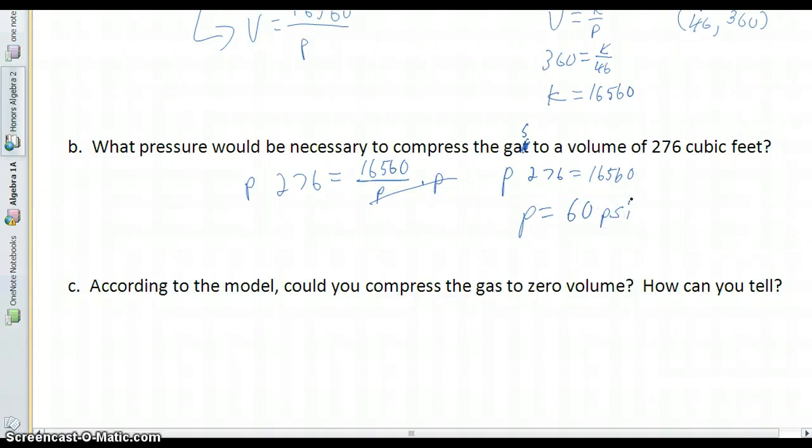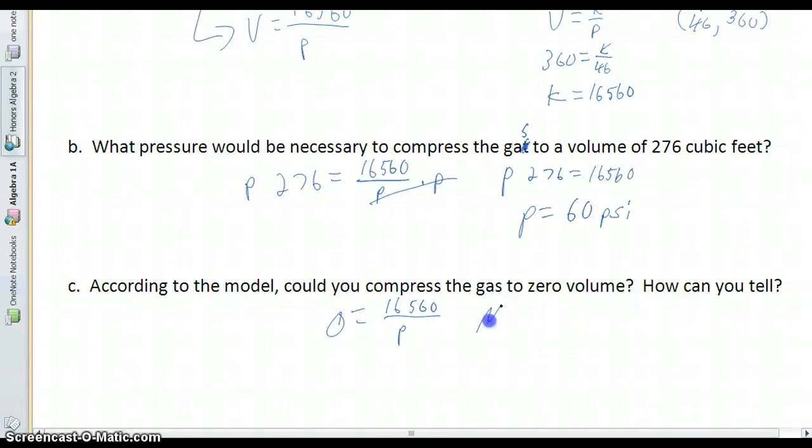For the next question, it says, according to the model, could you compress the gas to a volume of 0? So could we have a volume of 0? And that says we have 16,560 divided by P. And basically what we do is we look at the fraction and say I have a finite quantity, 16,560. Is there anything I can divide that by and get a value of 0?